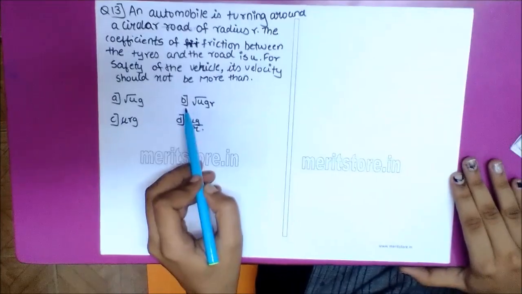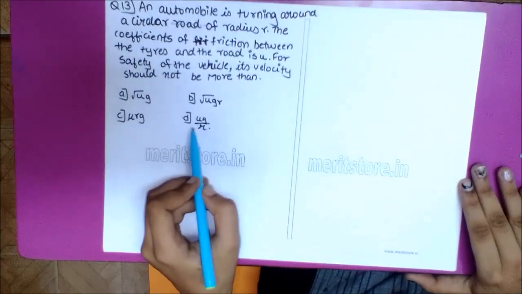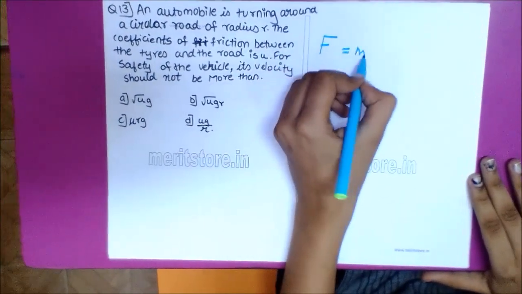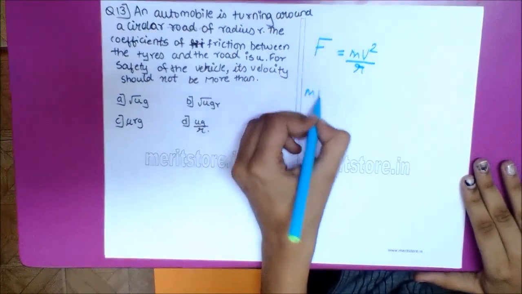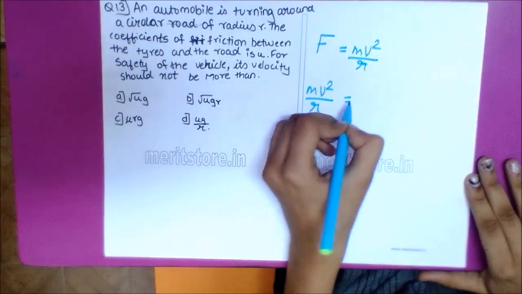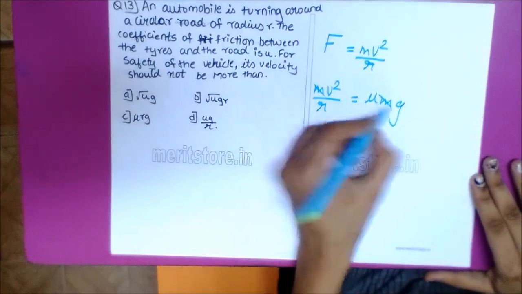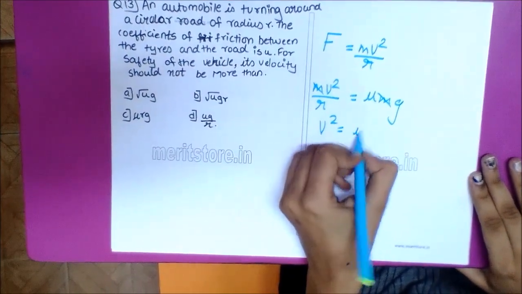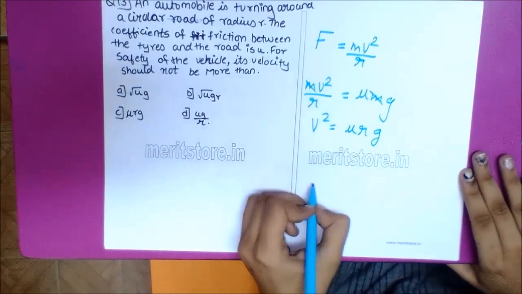A. root mu g, B. root mu g r, C. mu r g, D. mu g by r. We know that F is equal to mv square by r, and mv square by r is equal to mu mg. Over here m and m will get cancelled. We have to find velocity. Therefore v square will be mu r g.